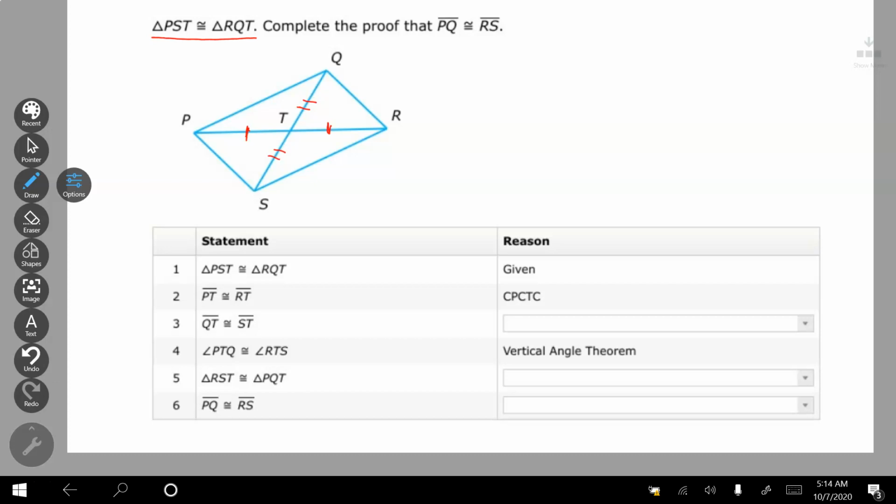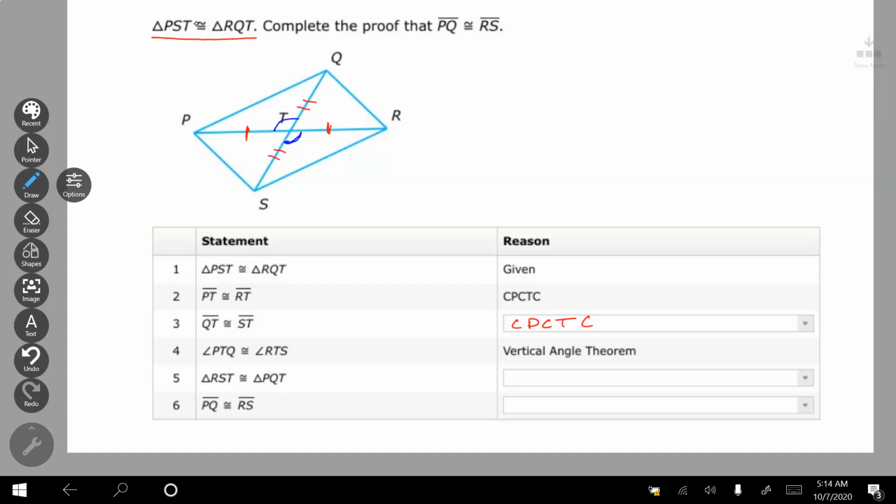And then it's asking about QT and ST. And they want to know why are QT and ST congruent? Well, since this triangle and this triangle are congruent, I again have corresponding parts of congruent triangles are congruent. Then it asks about this angle here, PTQ, which is this angle here, this angle is congruent to this angle here, RTS. And they're across from each other, so they are vertical angles.